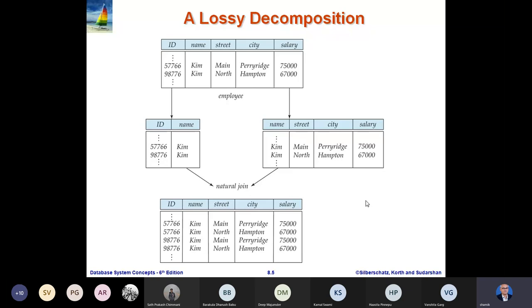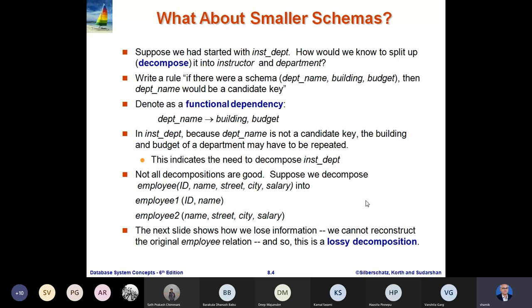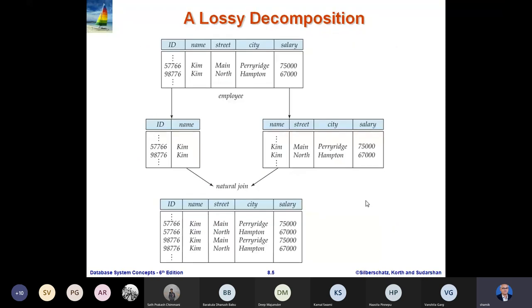And this is what is called lossy decomposition. The reason why it is lossy is that, of course, you actually do not lose tuples, rather you gain more tuples if you do a natural join of the decomposed relation.